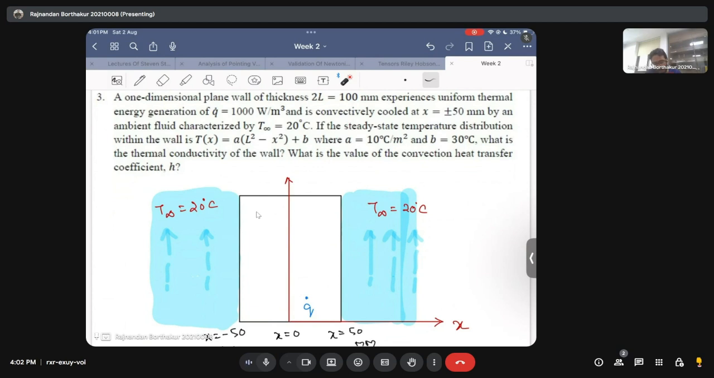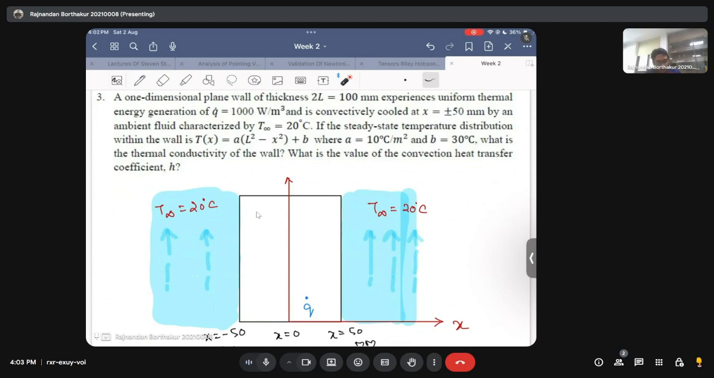We are not essentially bothered about how this energy is generated. Rather, we are bothered about what will be the consequence of this energy generation on the heat transfer analysis. And that's the reason why they have just given us the magnitude of energy generation taking place per unit volume inside this slab.